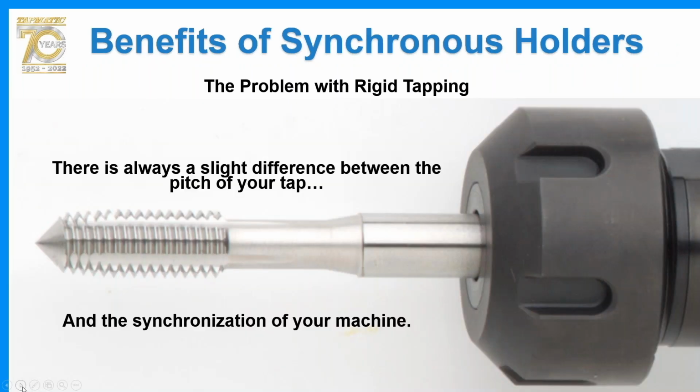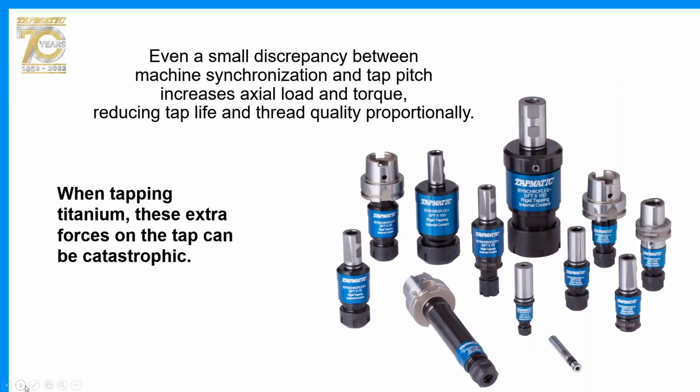As we mentioned, rigid tapping is recommended. Mechanically, there's always going to be a slight discrepancy between the pitch of the tap and the synchronization of your machine. Even a small discrepancy between machine synchronization and tap pitch increases the axial load and torque. This reduces the tap life and thread quality. Especially for materials such as titanium, these extra forces on your tap can be catastrophic, leading in the worst case to tap breakage.